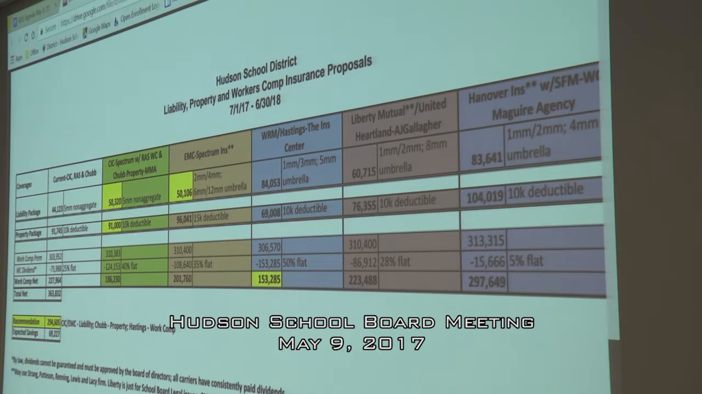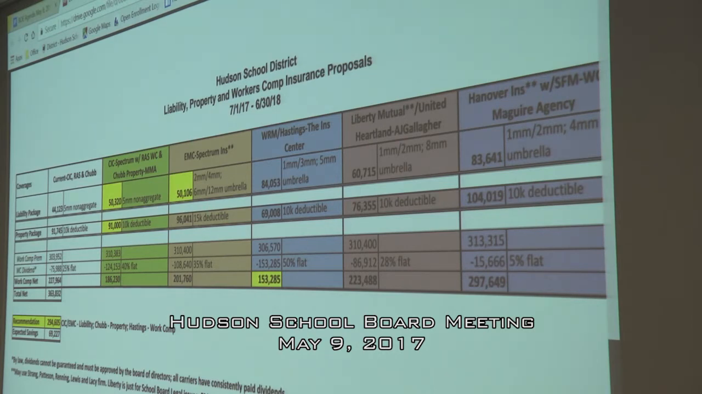So again, we haven't seen any claims like that. We can't say we'd never have a claim that would run that high, but that would be a very catastrophic claim when they get up into the $6 to $12 million range. So Spectrum did say that they would consider using our law firm.